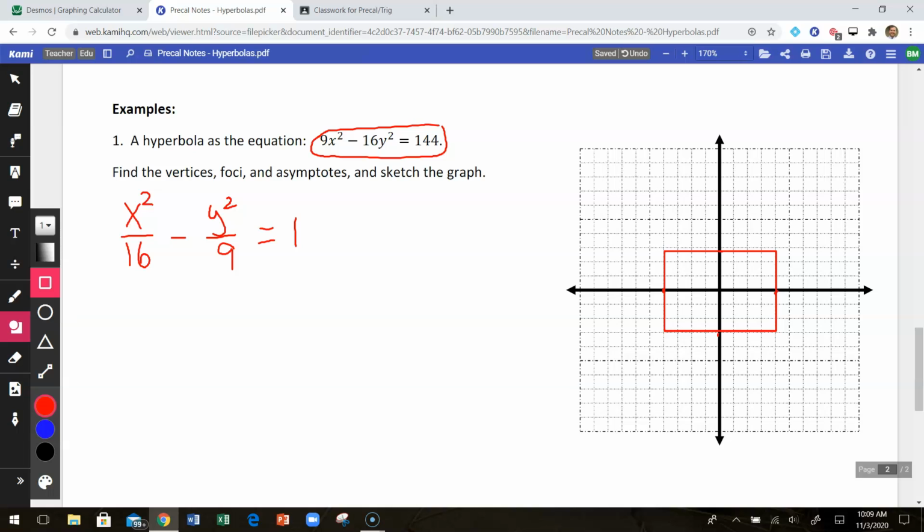After doing that, I'm going to graph my asymptotes, and the asymptotes are simply going to go through the corners of the box. So if you think about that, I just need to have an asymptote that goes through this corner, through the origin, and up through this corner. If you want to calculate that slope, you can just keep going down 3 and over 4, and you can figure that out. But what I'm going to do is graph the asymptotes that go through the corners of the box and through the origin. So it's going to look something like that.